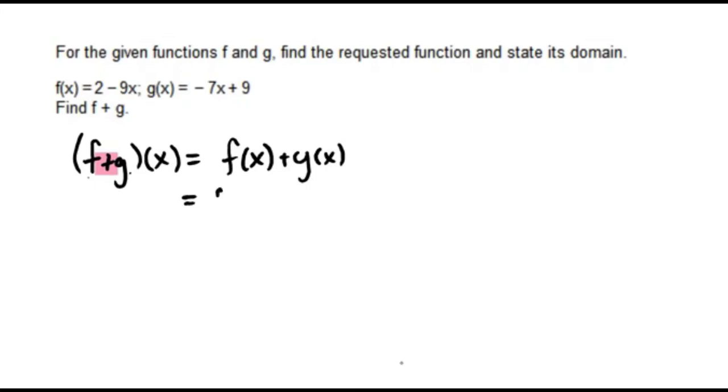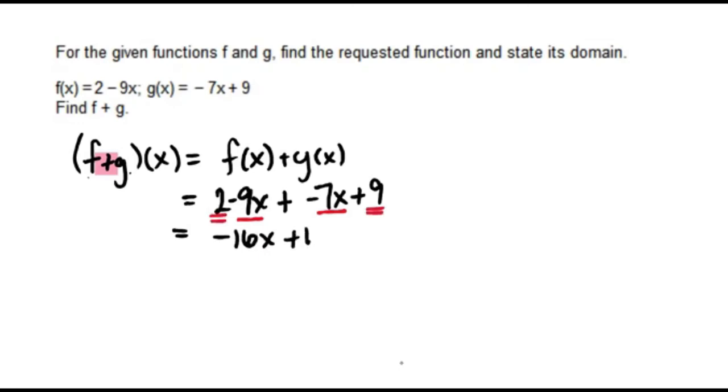So f of x is 2 minus 9x, and we're going to add the function g of x, negative 7x plus 9, and we'll simplify by combining like terms. So if we combine our x's together, negative 9x and negative 7x, those combine together to be negative 16x. And we'll combine 2 and 9 to become 11. So the function f plus g is negative 16x plus 11.